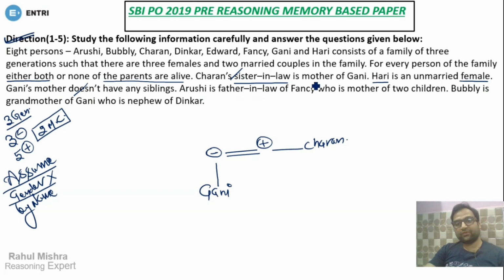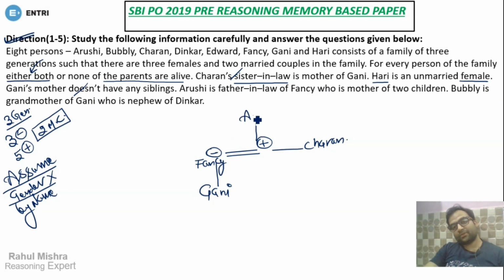Arushi is the father-in-law of Fancy, who is the mother of 2 children. So Fancy is a mother of 2 children and Arushi is the father-in-law of Fancy. So according to this condition, where should Fancy go? Fancy will be the mother of Gani. How can I say this? Because it is given to us that both of the parents should be alive. Any person doesn't have a single parent. So that is why Fancy will become the mother of Gani and Arushi will become the father-in-law of Fancy.